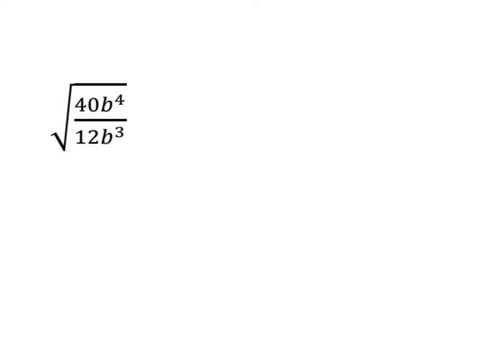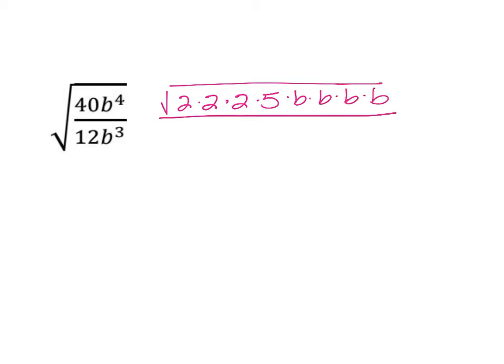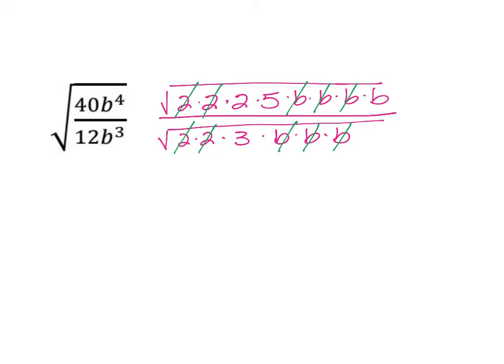All right, here we go. Let's see what we got. I'm going to start by stretching this out. So this would be 2 times 2 times 2 times 5. And then the b's. Same thing in the denominator. 2 times 2 times 3 times b, b, and b. So let's start by canceling anything that we can from numerator and denominator. So it looks like I have a pair of 2's and 3 b's that I can cancel out.